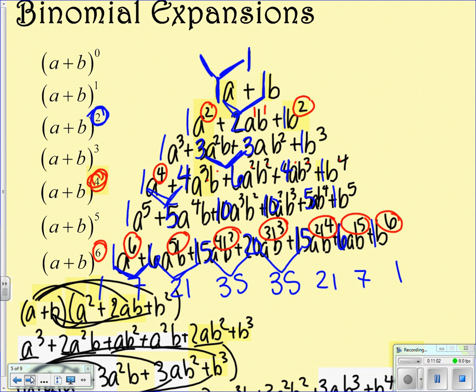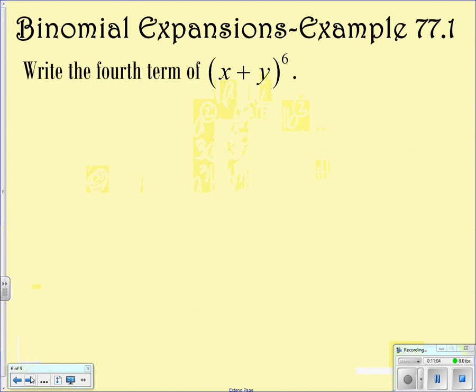So let's look here. We want to write the 4th term of x plus y to the 6th. So what we need to do is to start by doing our Pascal's triangle. But when you do Pascal's triangle, you only do the coefficients. You don't put all the variables in there.